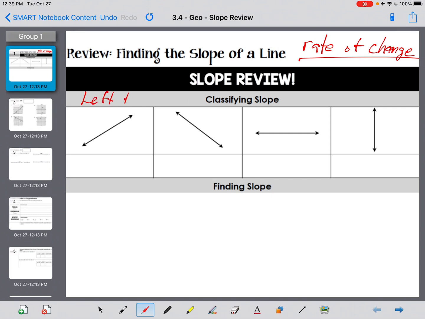Whenever we look at these, we always look left to right. How is the line going? Well, if we look at this first box here, this line from left to right is going up. So we're going to call that a positive slope. On the next one, it's going down. We're going to call that a negative slope.